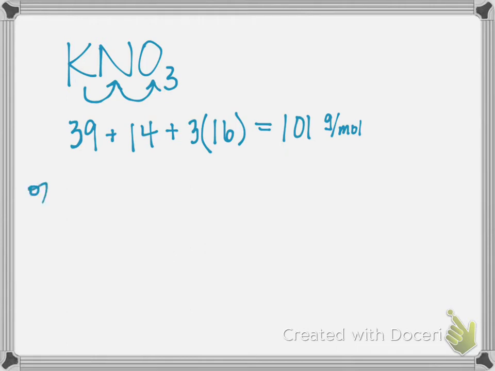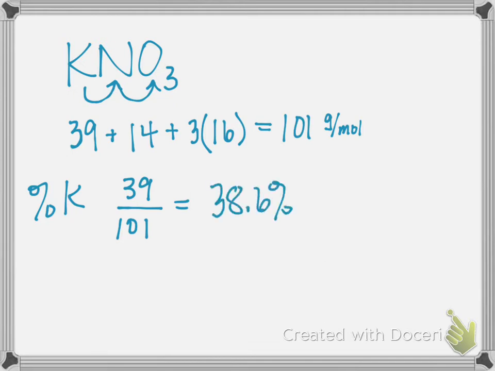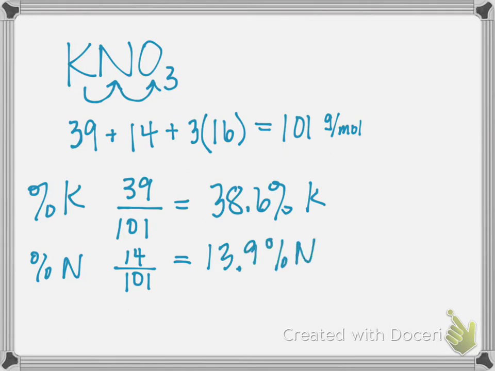If I want to find the percent of potassium in this compound, I'm going to take potassium's mass divided by the total. Okay, 39 divided by 101 gives me 38.6% potassium. So this molecule in and of itself is made up of 38.6% potassium. If I wanted to do the same thing for nitrogen, I would take its part, which is 14, divided by the total. And I get 14 divided by 101, we'll just round it to 9% nitrogen.